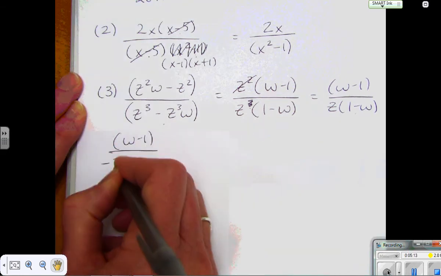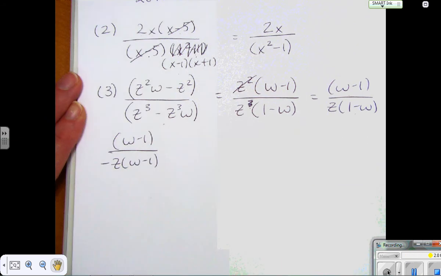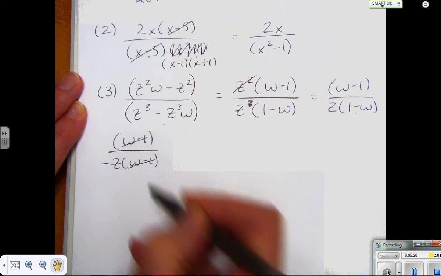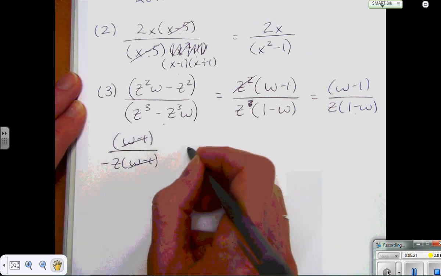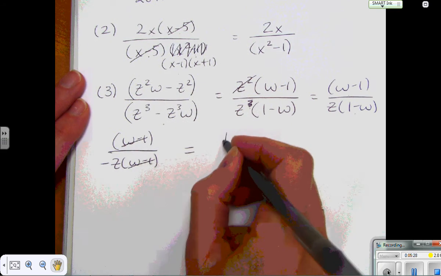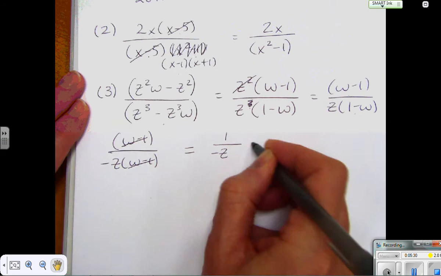I'm going to factor it out of the bottom one. So I'll make that a negative z times (w minus 1). Now my w is positive and the 1 is negative, and now these binomials match and I can reduce that out. So what's left in the numerator? 1. That's right. So I could write 1 over negative z.